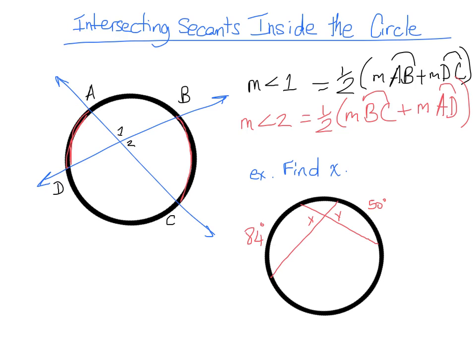In this example, we're being asked to find x, and x is being created by two intersecting chords. So intersecting chords and intersecting secants behave in the same way. So we know that angle x is going to be half the measure of that arc plus the measure of that arc. And conveniently, we have both measures. So x is going to be equal to half of 84 plus 50, which gives us, when we work it out, 67 degrees. So angle x is 67 degrees. We weren't asked to find angle y, but it's pretty easy. Once we see that angle x is 67 and angle y is the vertical angle, it's actually equal to 67 as well. All right, let's move on to when the lines intersect on the circle.